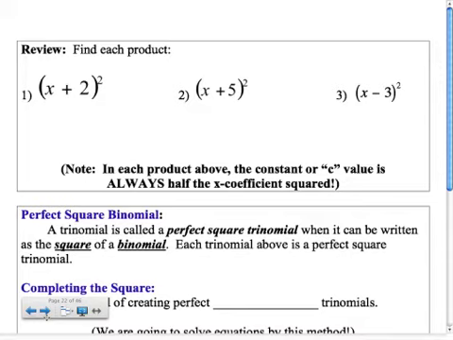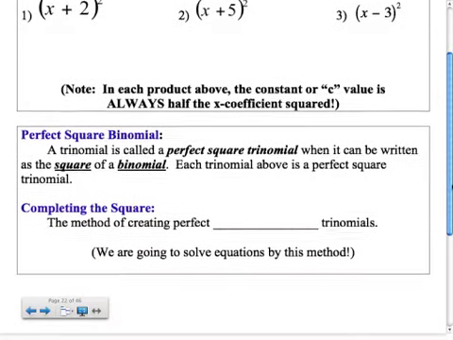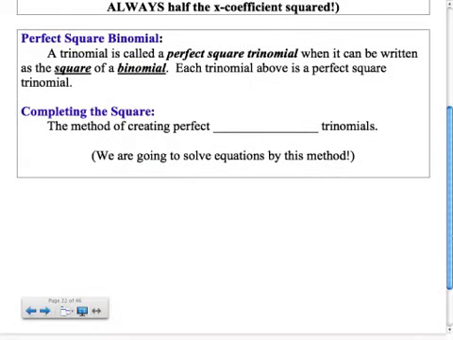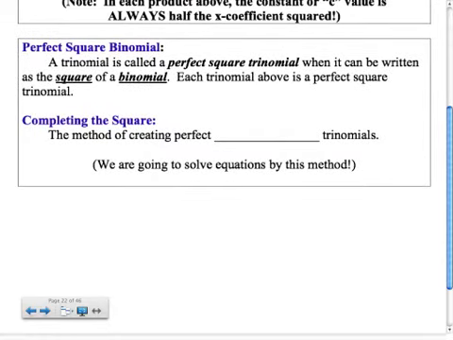So it says you guys can go ahead and find those products. All you have to do is multiply them out. Okay, perfect square binomial. Remember, a trinomial is called a perfect square trinomial when it can be written as a square of a binomial. In other words, if you can rewrite it as x plus 2 quantity squared, then it's called a perfect square. So completing the square is the method of creating perfect square trinomials. That way we can factor them and then solve.